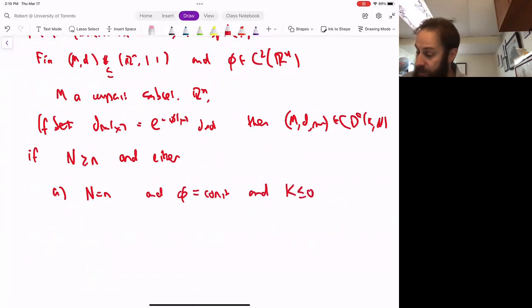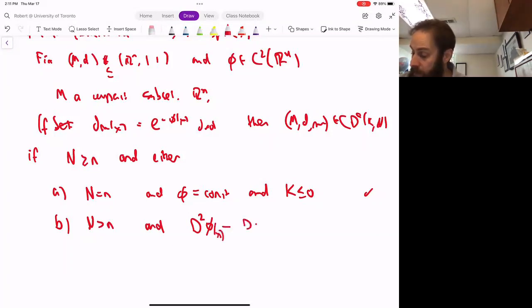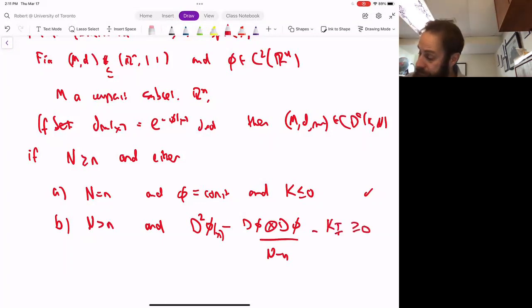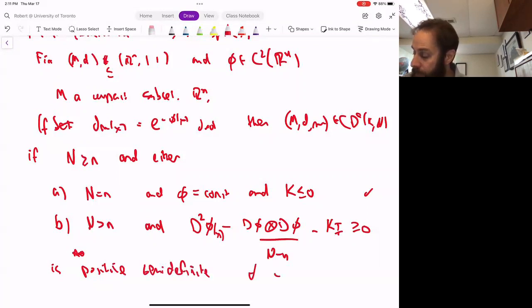So this is what we've already checked. We know how to prove that. And I claim it also holds when capital N is bigger than little n, and the Hessian of phi at x minus the rank one matrix given by gradient of phi cross itself at x minus K times the identity matrix is positive definite, or at least non-negative, so positive semi-definite, for every x.